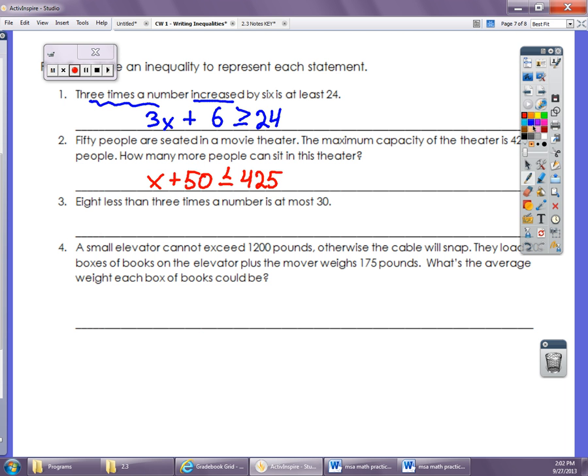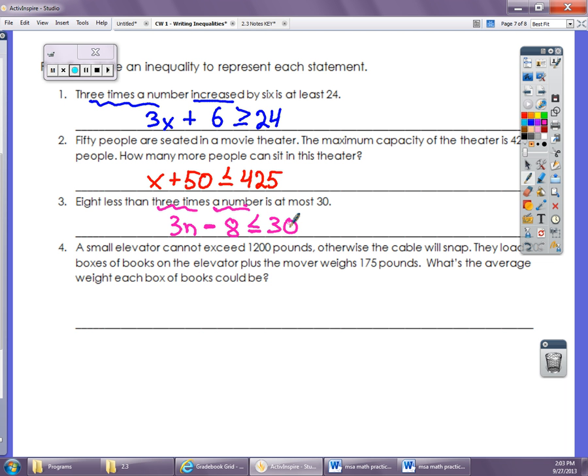Okay, number 3, 8 less than 3 times the number is at most 30. Well, 3 times the number is going to be 3n. 8 less than that, so we're going to do minus 8, is at most, so it cannot go over 30. So 8 less than 3n, and at most it can't go over 30.